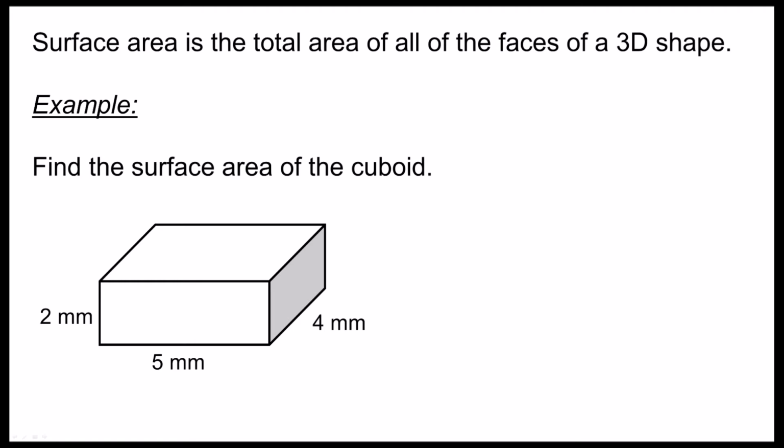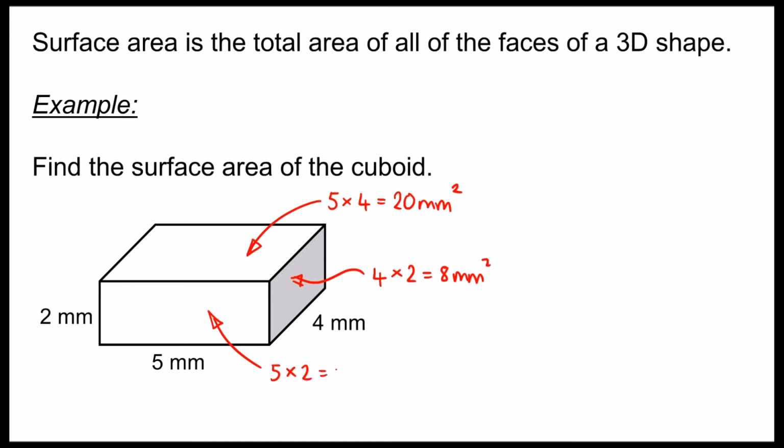In the next part of the lesson, we're going to look at working out surface areas of cuboids. Just like our cube, a cuboid has 6 faces. However, not all of them are going to be the same. So let's start by thinking about the individual faces and what their areas are. This top face is 5 millimetres by 4 millimetres. That means it has an area of 20 millimetres squared. This right hand face here is 4 millimetres by 2 millimetres. That's an area of 8 millimetres squared. And lastly, this front face is 5 millimetres by 2 millimetres, which is 10 millimetres squared.